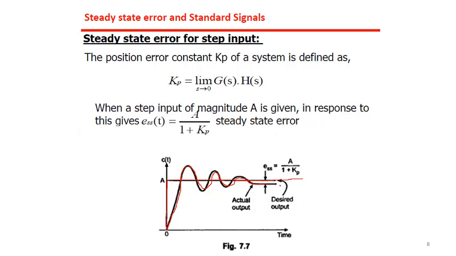settled down, and there will be an offset between the desired output and the actual output, which will remain throughout the process, and this offset will be called the steady state error. That is found out by this term, that is ESS is equal to A divided by 1 plus Kp. So this is a typical characteristic for a steady state error of a step input.